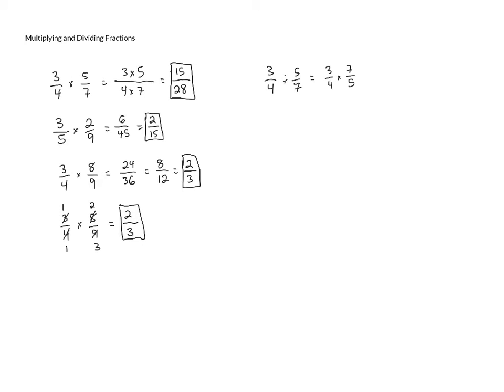We can flip that second fraction and change it into a multiplication, and we know how to multiply fractions. We do it straight across. So 3 times 7 is 21, 4 times 5 is 20, and we end up with our answer 21/20. Let's look at a couple more examples.